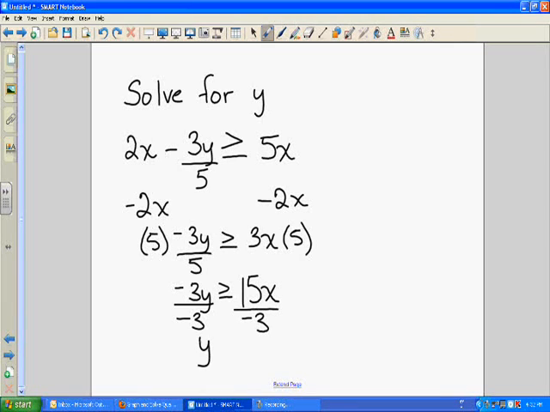It's going to leave our y on its own. And we're going to be very careful to flip our sign here. So now we have less than or equal to, and we'll have a negative 5x. So our solution is that y is less than or equal to negative 5x.